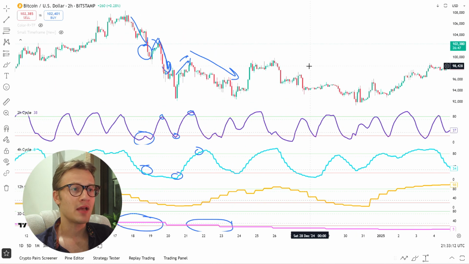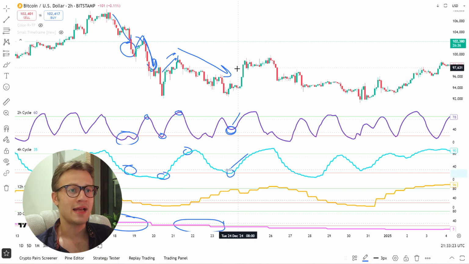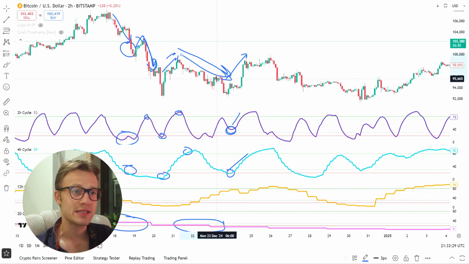Look, one more time. We needed one more round trip on the 4 hourly and the 2 hourly. Right here, we reversed on the 2 hourly. Basically, reversal acts like a bottom. The 4 hourly also went below zero. We pumped up. This time we pumped slightly more. Yes, we reversed more than we pumped.